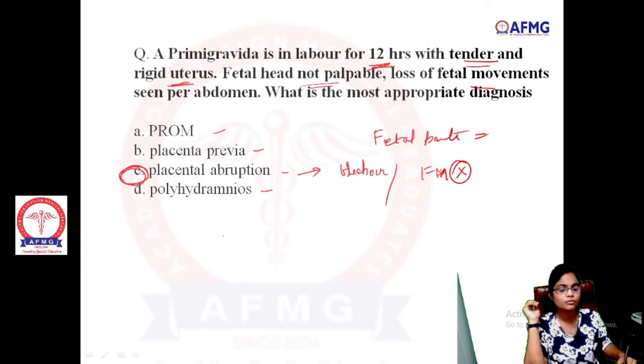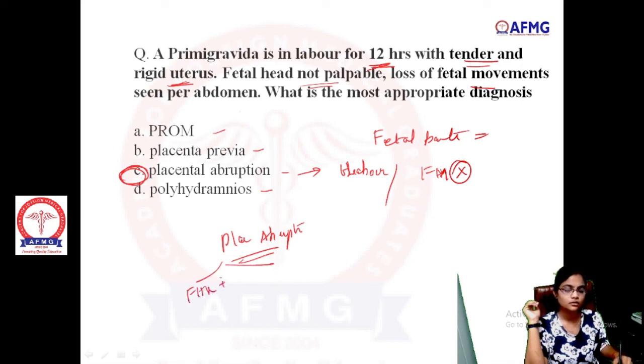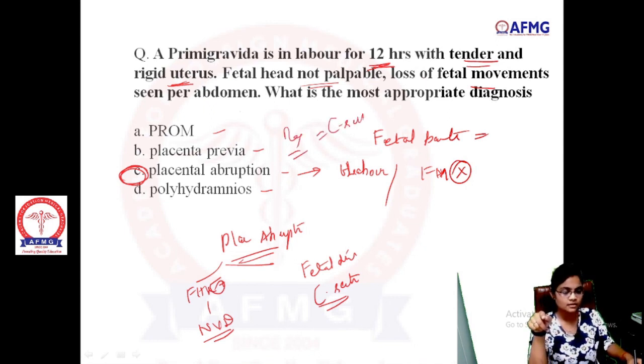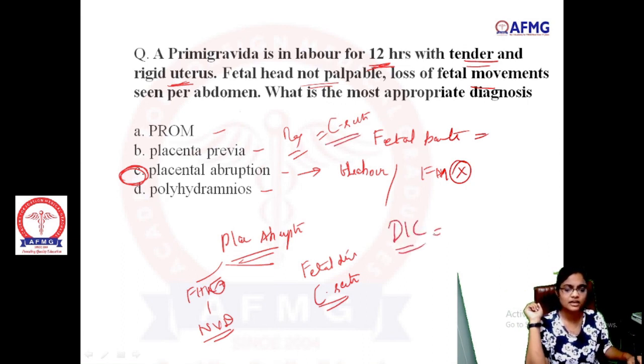So how can you manage both? If placental abruption, it is easy. You have to see whether the fetal heart rate is normal, then you can go with a normal vaginal delivery, NVD. If there is fetal distress, go with cesarean section. As such, they have mentioned some fetal distress showing loss of fetal movement. So here the treatment would be to go with cesarean section, and they haven't given any signs of disseminated intravascular coagulation, DIC. There is no need of FFP transfusion in the treatment.